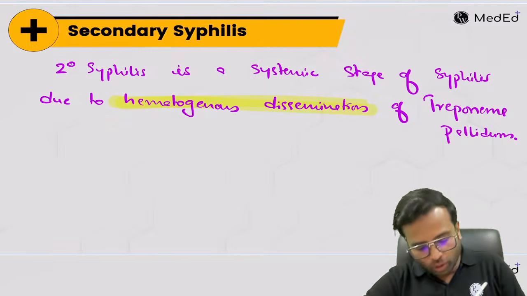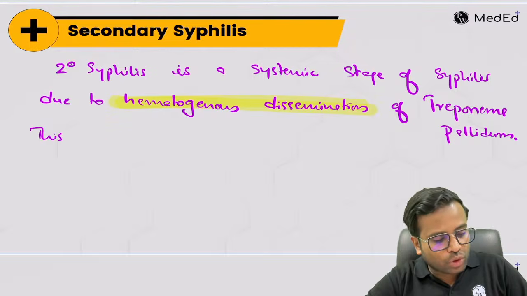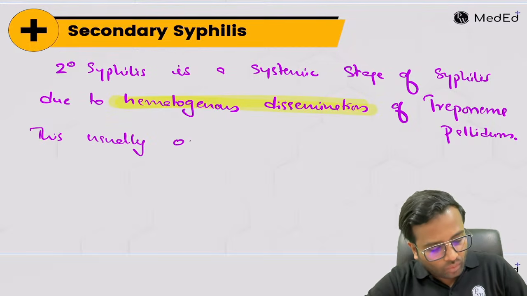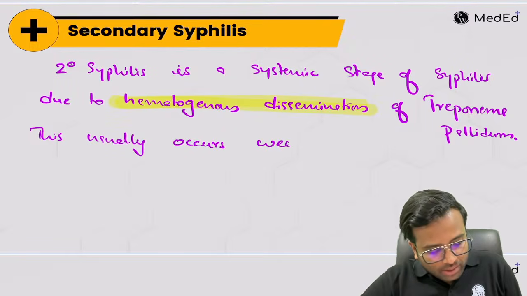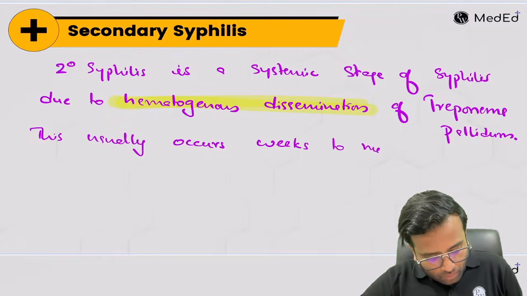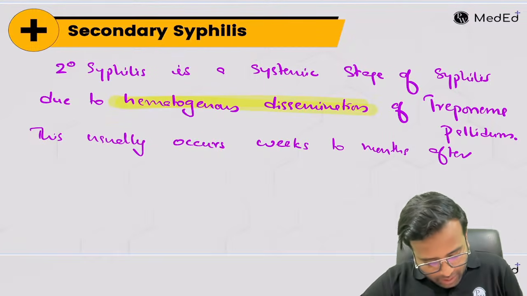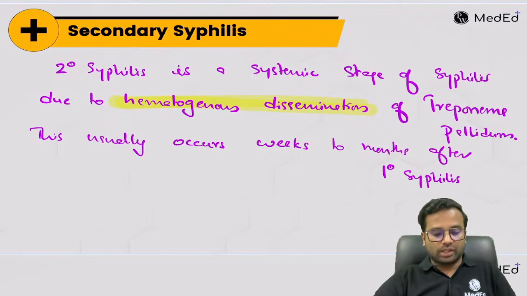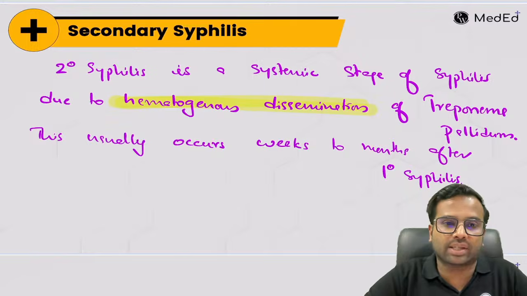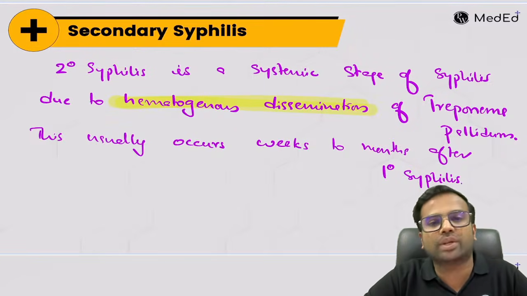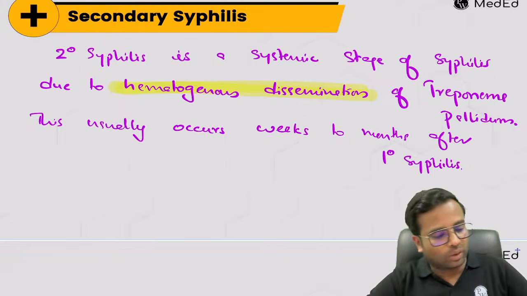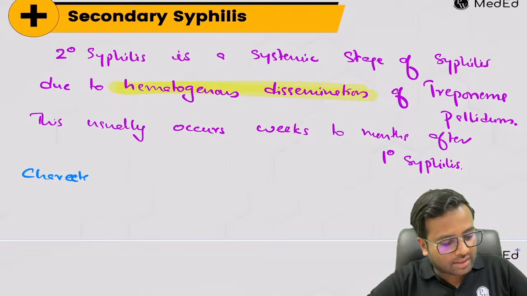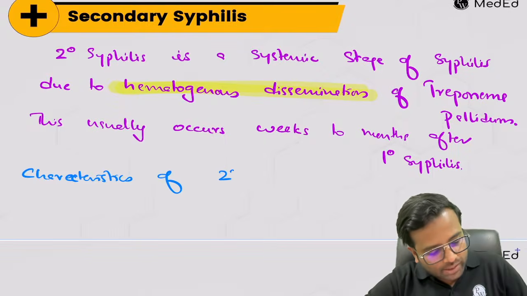Clear? So you can also mention that this usually occurs weeks to months after primary syphilis. That is about the definition of secondary syphilis. Now, writing the characteristics. So when you are going to write down the characteristics of secondary syphilis.